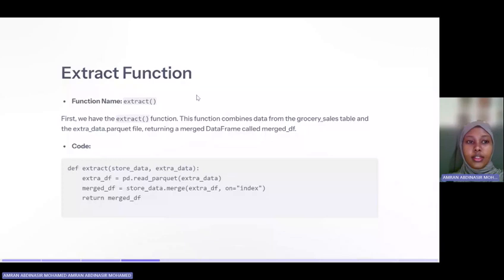The extract function. First, we have this function named extract. This function combines data from the grocery sales table and the extra data parquet file, returning a merged data frame called merged_df. This is the code, as you can see.